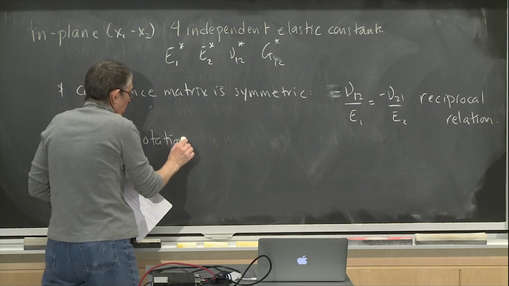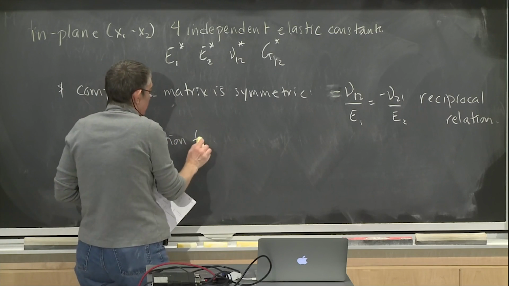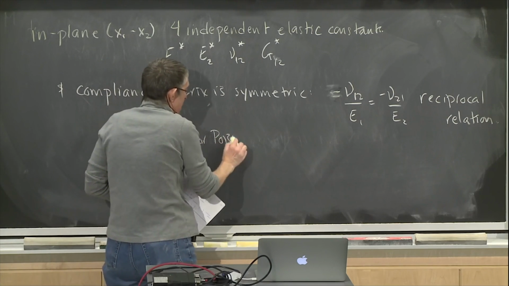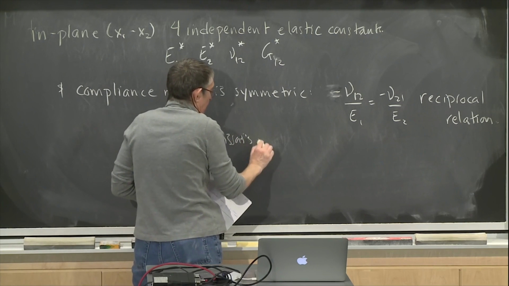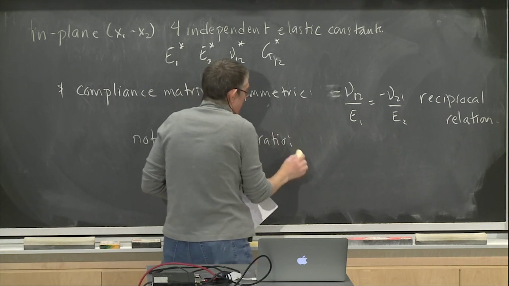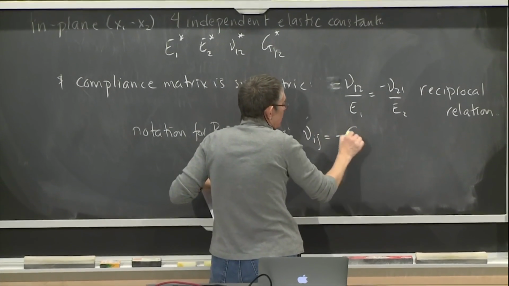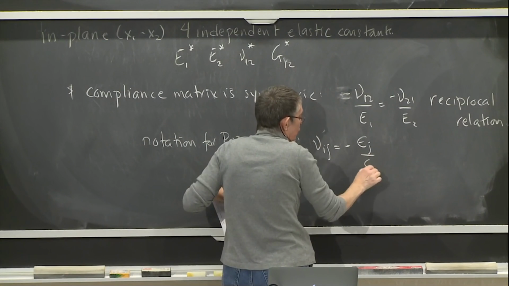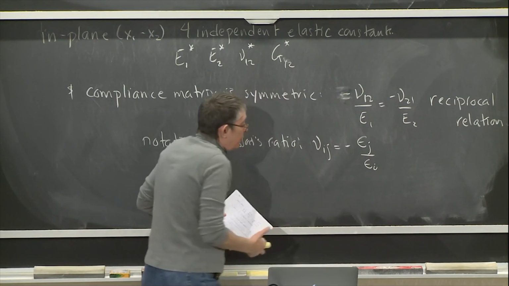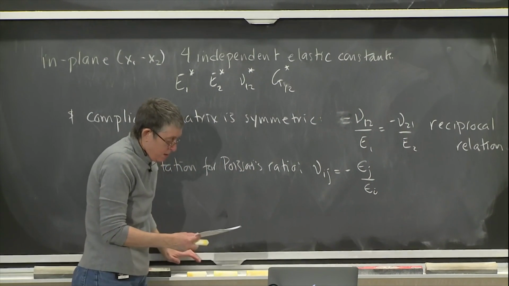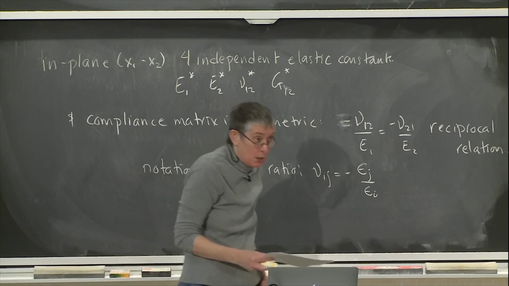And then the notation I'm going to use for Poisson's ratio, I'm going to say that nu ij is minus the ratio of the strain in the j direction divided by the strain in the i direction. Okay.